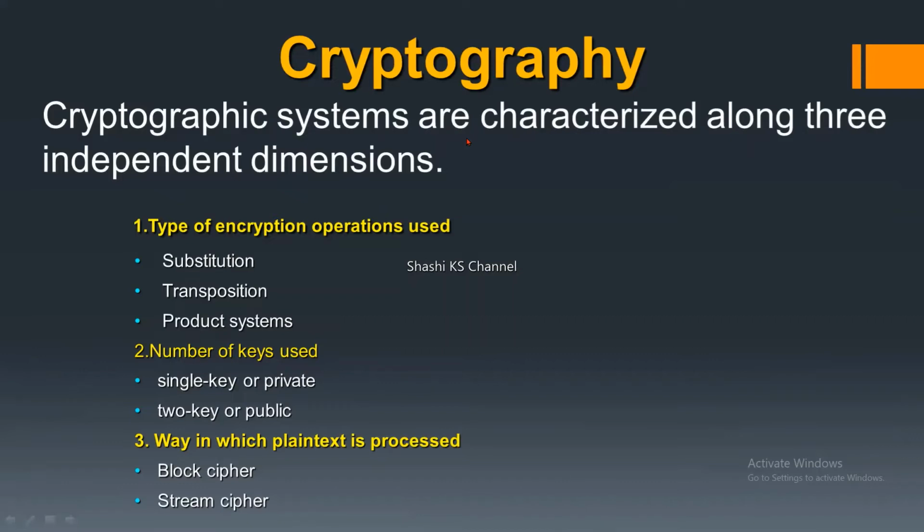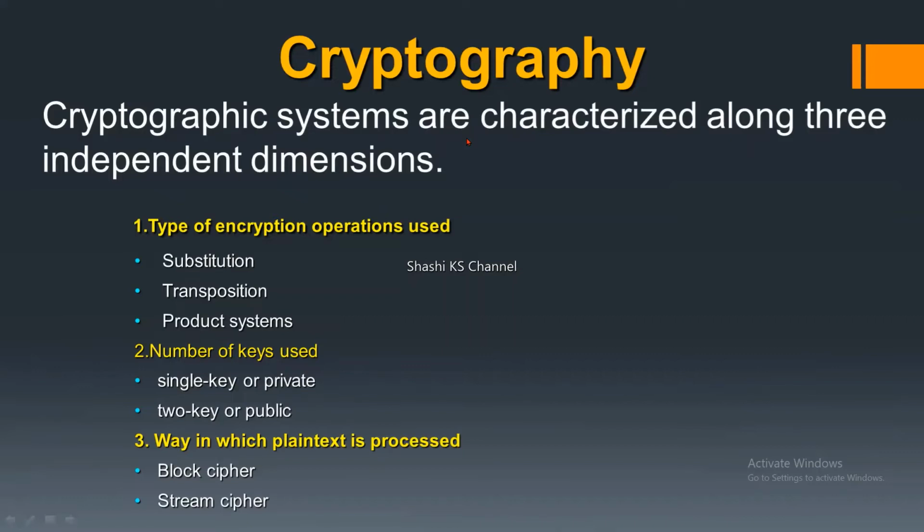Second is based upon the number of keys used. Cryptographic systems can be classified as single key scheme or 2-key scheme. Single key is also called private key encryption, and 2-key is also called public key. So here in single key, one secret key is used by both the sender as well as the receiver for encryption as well as for decryption.